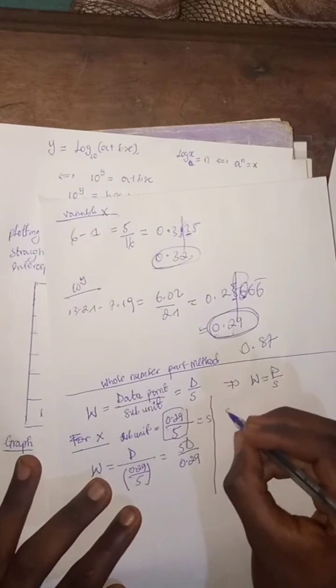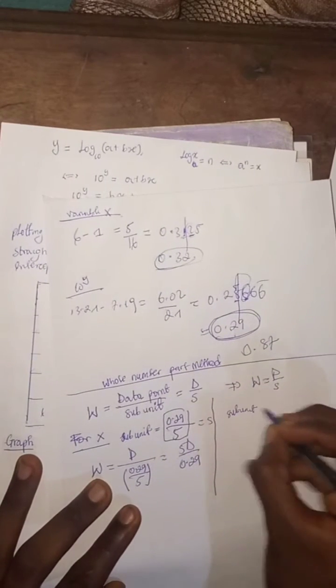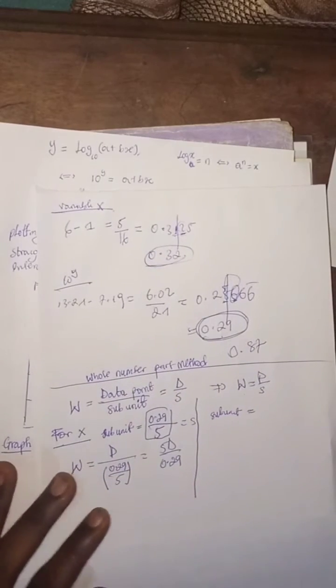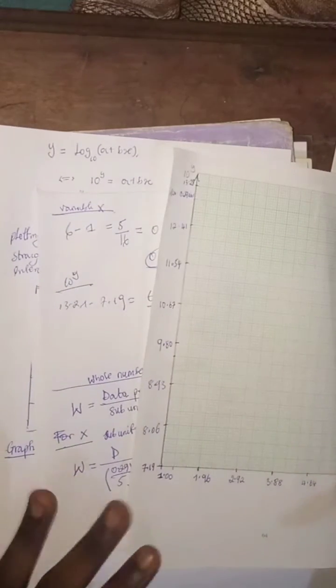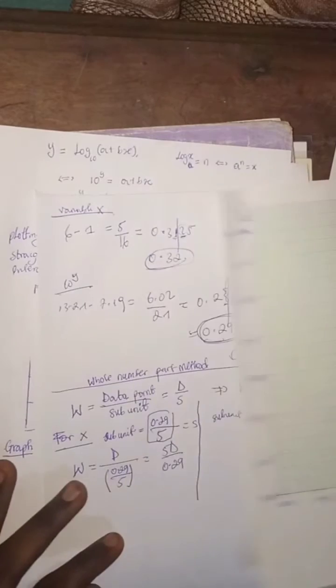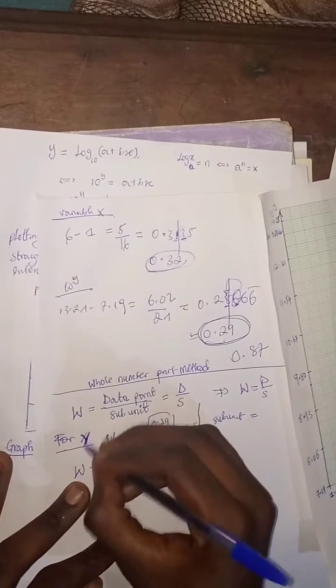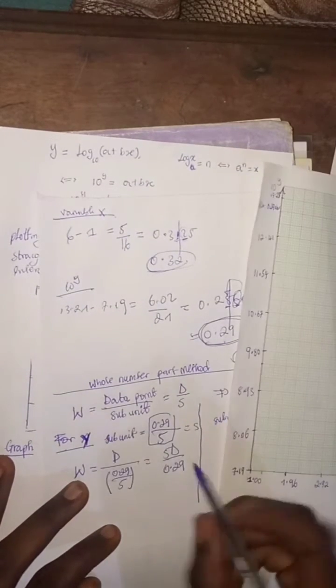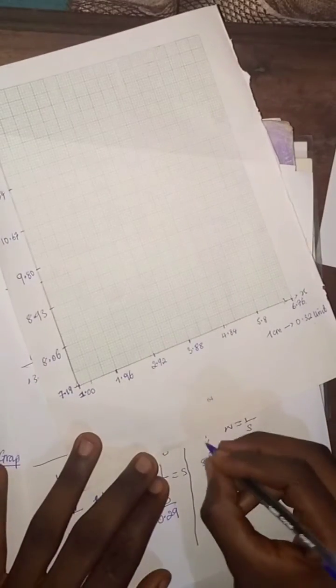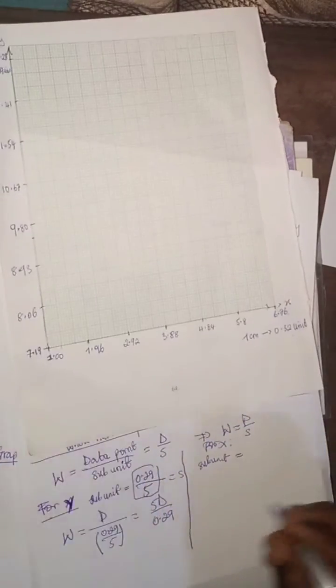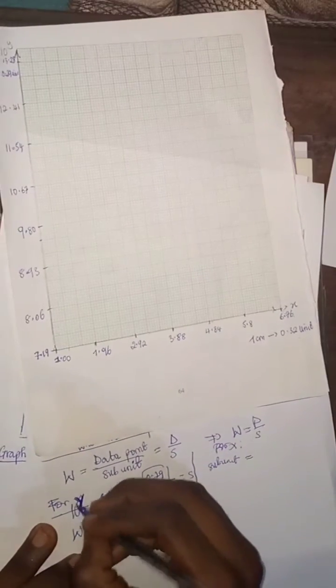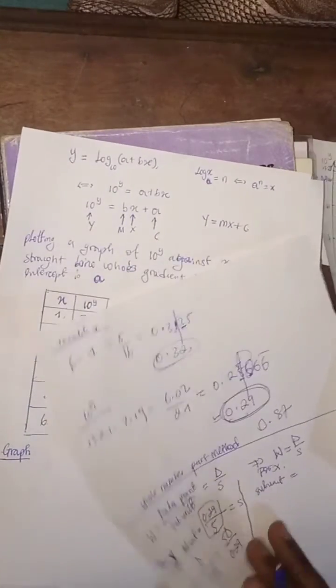My subunit will be what? Since what we have just done is for y, let me just correct it there, because this subunit 0.2 is for y. Now let's analyze for x. So for x, I'm going to have what? This is for 10 to the power y, because we are plotting 10 to the power y.